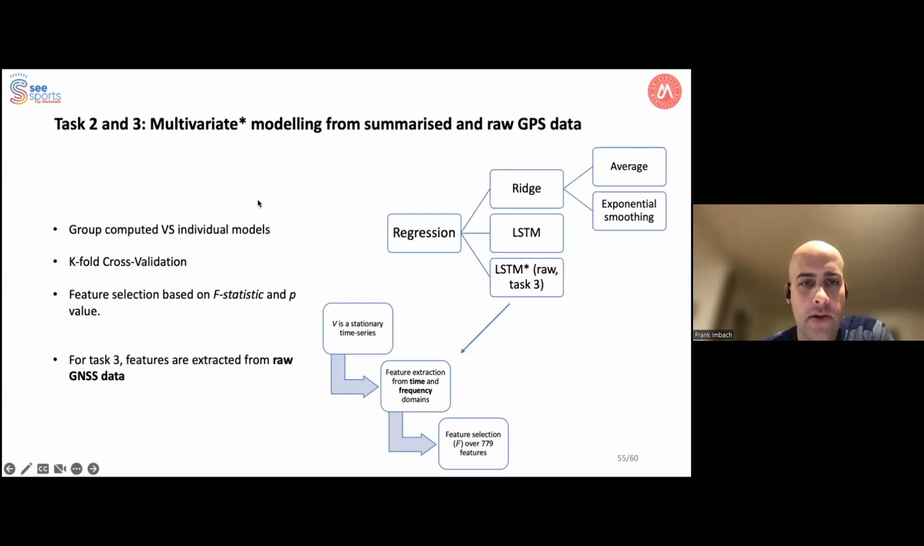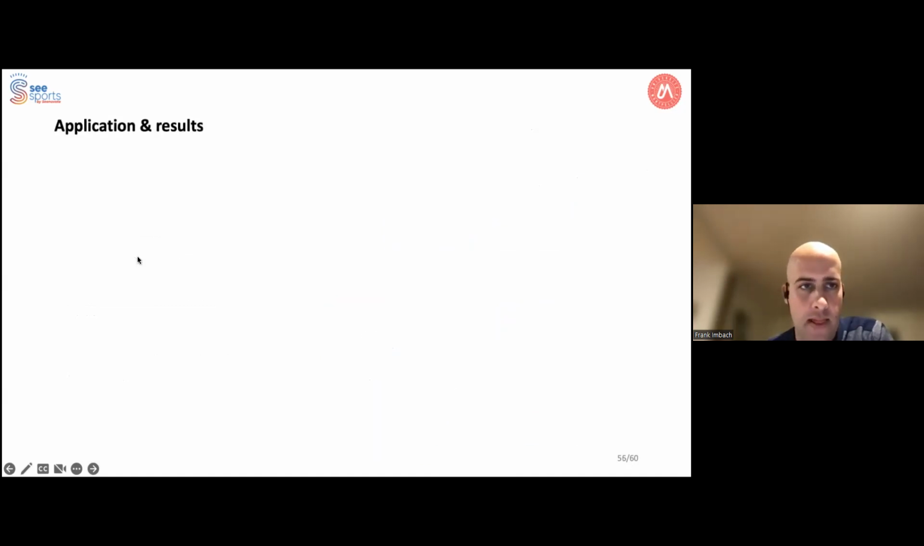So this is a summary. We compute a ridge regression with average regression or exponential smoothing, and LSTM is a long short-term memory neural network. In brief, it's a recurrent neural network that saves past information from the predictive outcomes. And for the third task on raw data, we extracted features from time and frequency domains, which leads to a lot of features, which reduced to only 10 with feature selection.